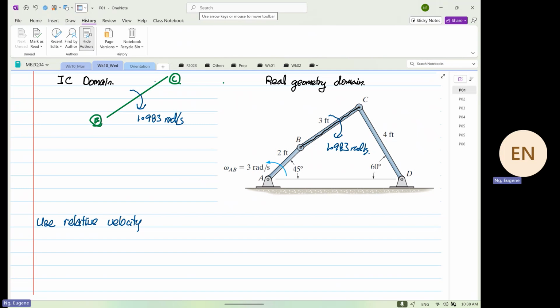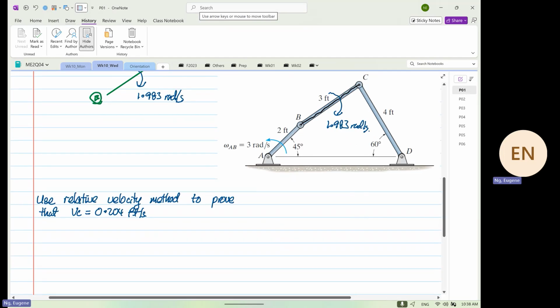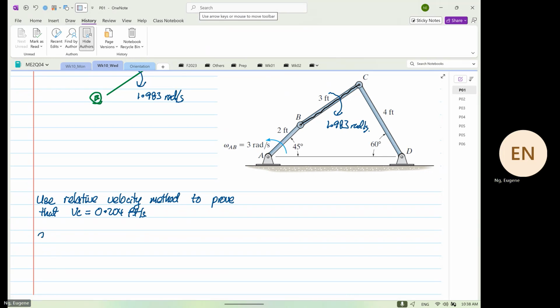Vc is equal to what? 0.204 feet per what? Per second. Okay, we use relative velocity. So we are going to consider points A and B.